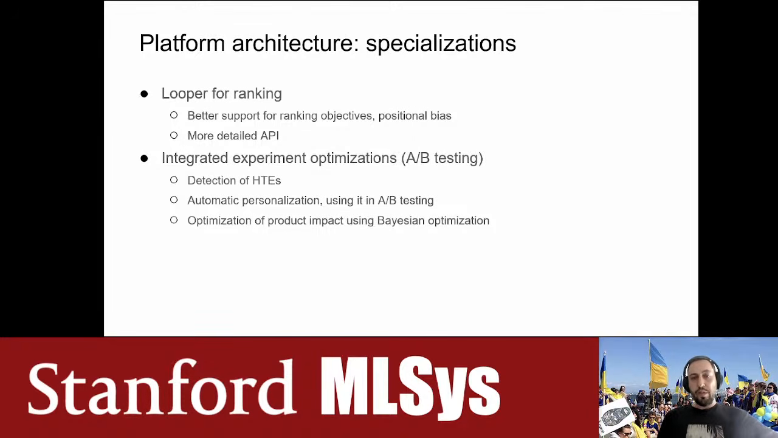Now, the optimization of product impact uses Bayesian optimization, mostly because Bayesian optimization is really good at using very few attempts. You evaluate the product impact several times, then Bayesian optimization suggests what else you should try. You try that, do this several times, and you converge to pretty good configurations.